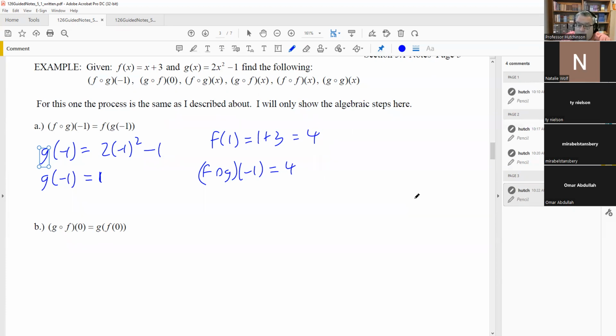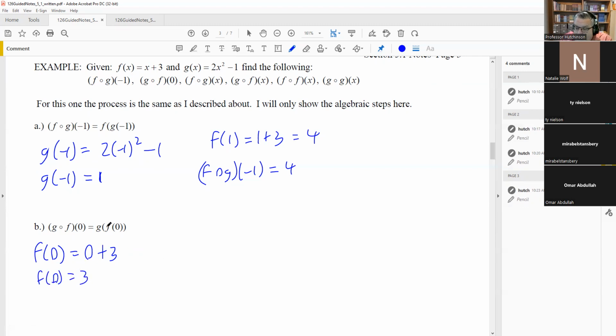Next, let's do part B, g of f of 0. We're starting with the inside. We'll always do the inside first. So f of 0 means we've got to put a 0 into the x right here. So f of 0 equals 0 plus 3, which equals 3. Let's write that down below here. f of 0 equals 3.